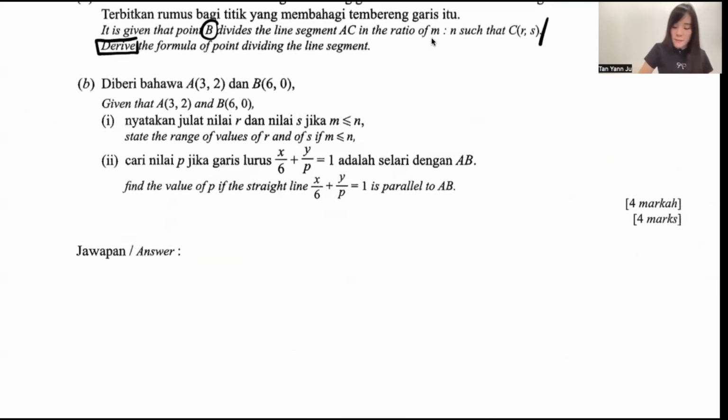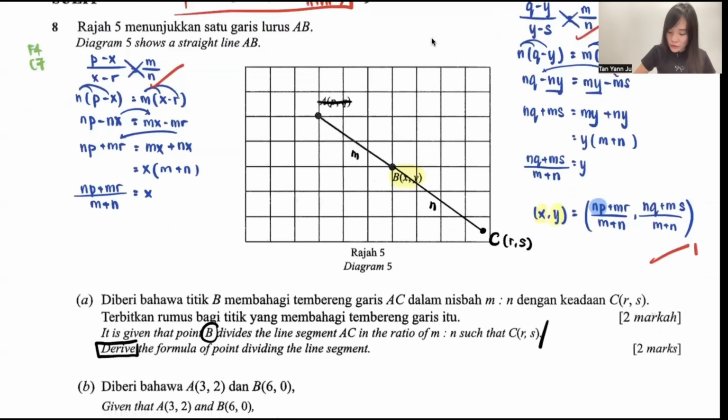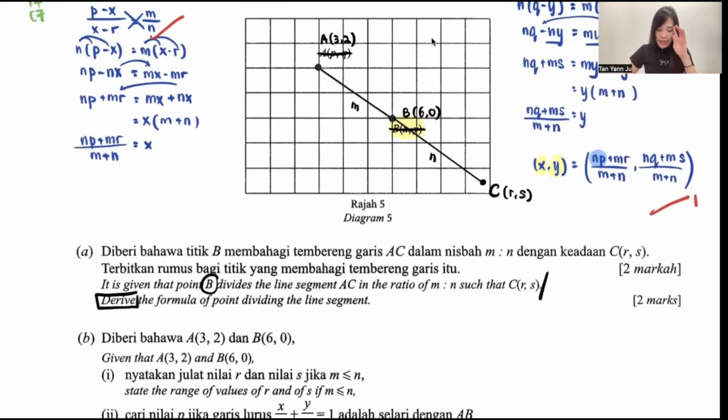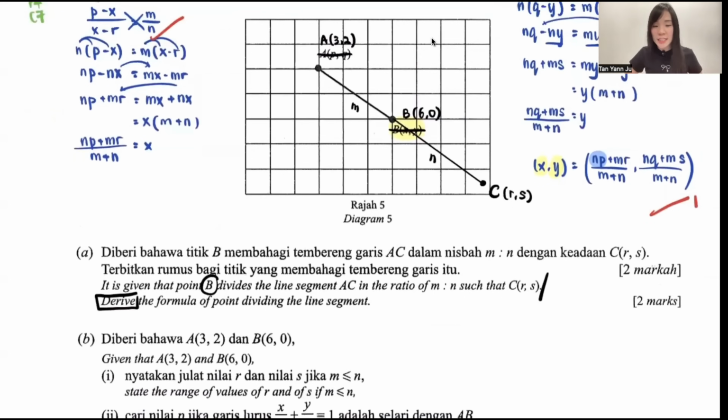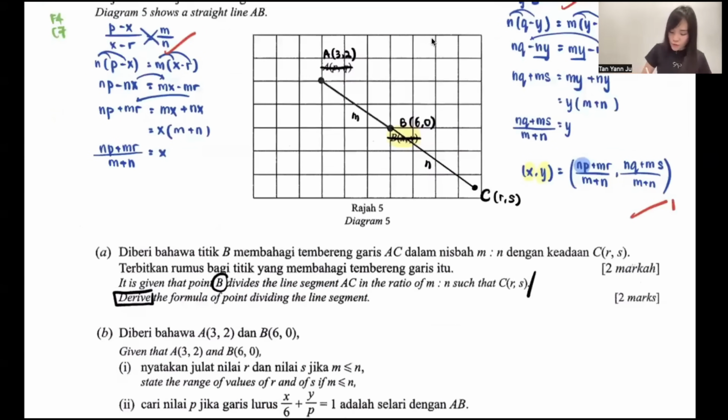Let's move on. B. B, they say, given that A is 3, 2, B is 6, 0. So guys, A now you know is actually 3, 2. B is actually 6, 0. So they do have a coordinate for you, okay? Then next they say, first, state the range of r and s if m needs to be smaller than or equal to n. So guys, they want to find what? Range. Remember, range, your answer should have bigger, smaller sign, okay? Then they say for the r and the s, okay? Then the only thing they tell you is your m now needs to be smaller than or equal to n.